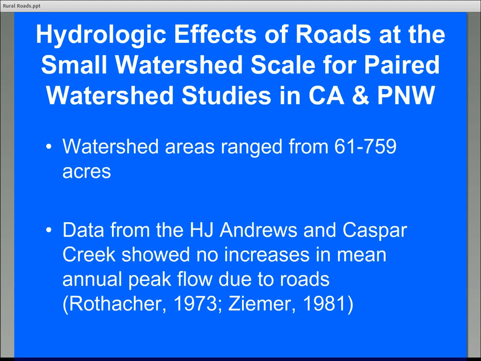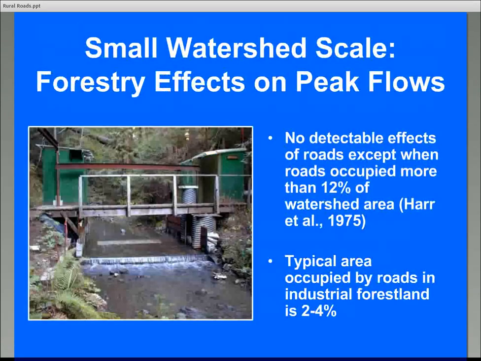So for this, we were looking at studies that represent watershed areas ranging from 61 to 759 acres, and the data is from both the H.J. Andrews and Casper Creek watersheds. H.J. Andrews is in the Oregon Cascades, and Casper Creek is in the Coast Range of California. Both of these paired watershed studies showed no increases in mean annual peak flow due to roads.